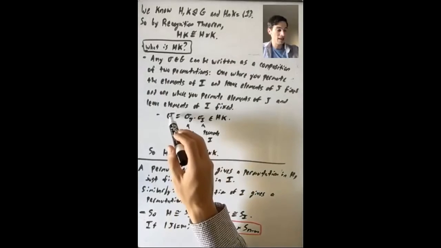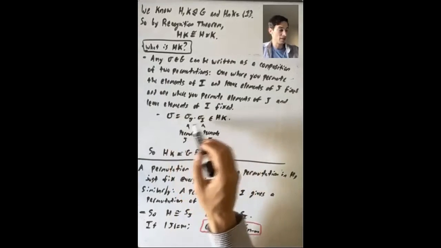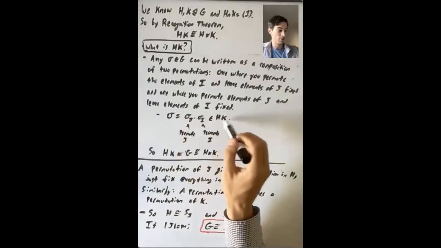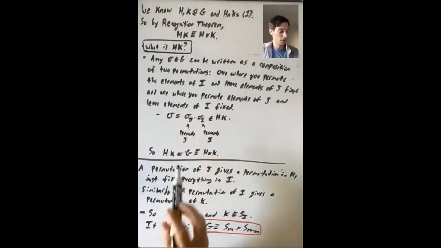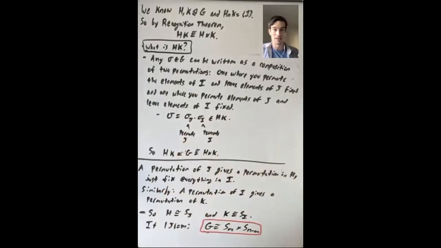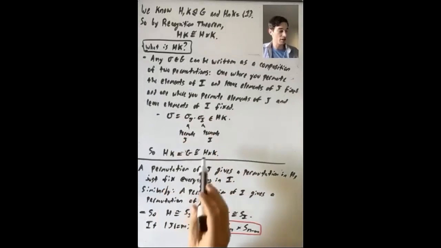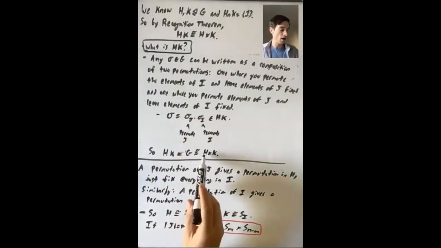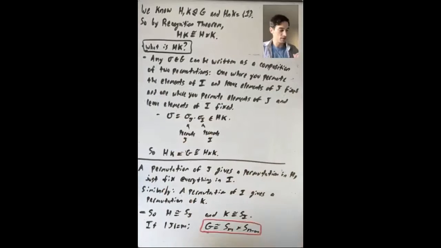So what is that saying? That's saying that sigma is a product of something in H times something in K. So in particular, it's in HK. So this internal direct product, HK, is the entire group G. So now by the recognition theorem, G is isomorphic to H cross K. So let's just look a little more deeply at what H and K are. Like, what are those groups?